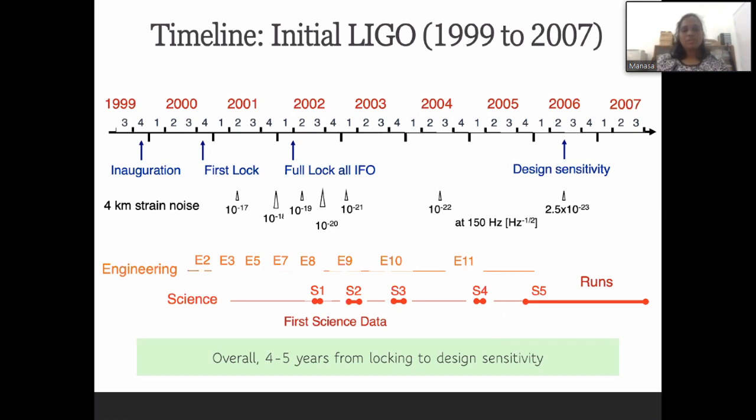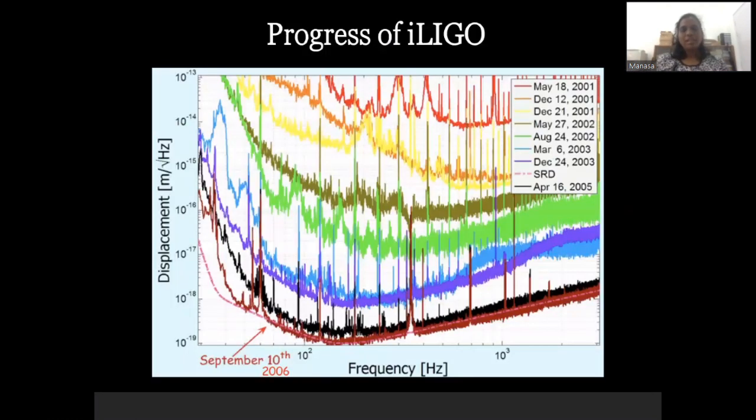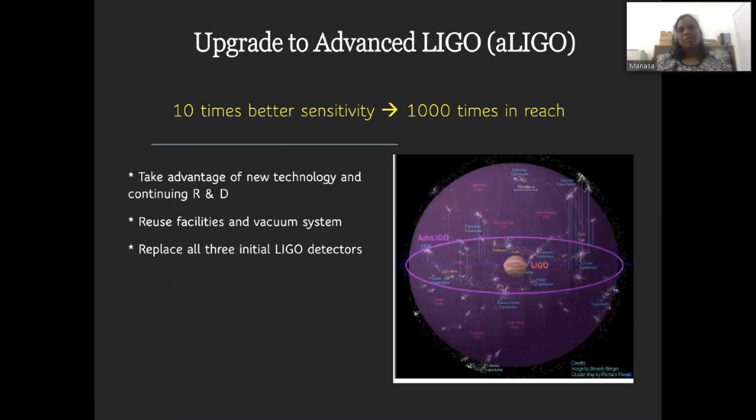And if you look at this timeline on the sensitivity curve, you can see that the progress happened slowly over the years, and we were able to reach the design sensitivity that was proposed somewhere around 2006. And by then, while people were working towards improving the sensitivity of initial LIGO technology, there was new technology available, and people wanted to take advantage of it but still reuse the facility and the vacuum system that we had. So advanced LIGO was already in the charts, and major upgrades were looked forward to.